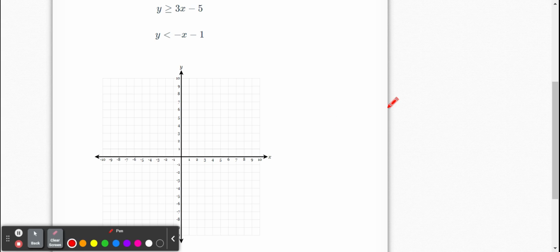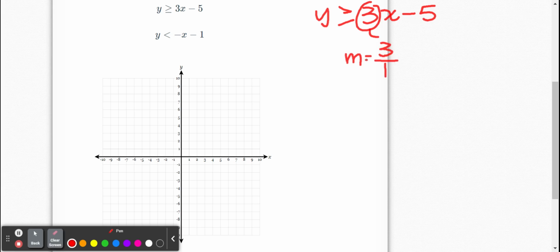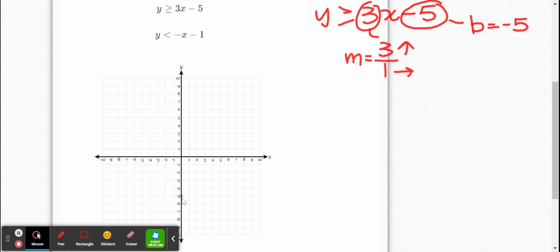I'm going to do this one in red. Y is greater than or equal to 3x minus 5. Our slope is 3, so that's 3 over 1. Because remember, we want to make all of our whole numbers into fractions so we can see the rise and the run, and then that's going to be our y-intercept. It's a positive slope, so that means we're going to be going up and over, starting at our y-intercept of negative 5. If you're still struggling with this, please make sure you practice just graphing lines. You need the slope and the y-intercept. There's videos, there's all different kinds of resources you can find on our Google Classroom.